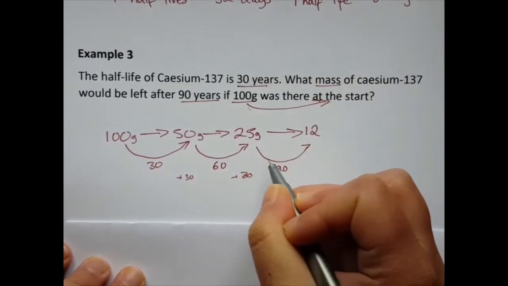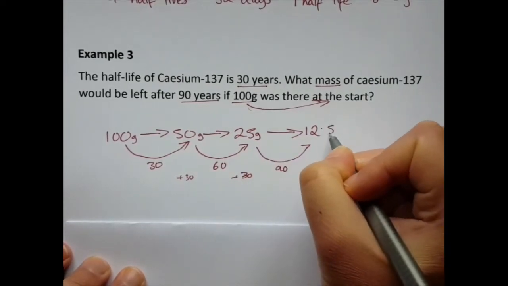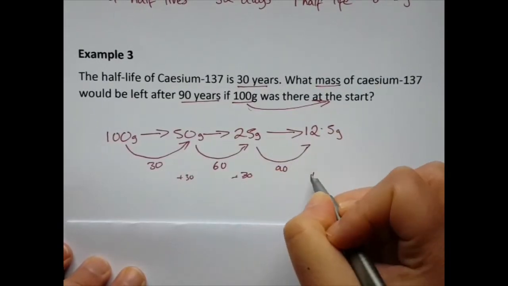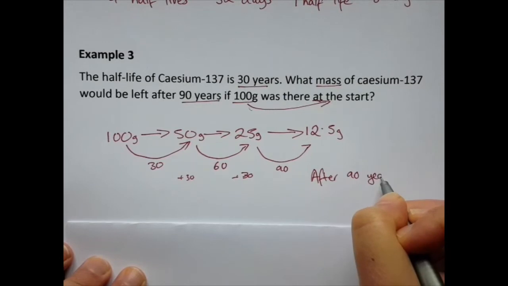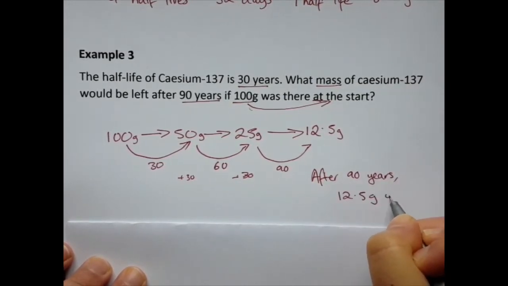Each period of 30 years halves the total mass. 25 divided by 2 gives us 12.5 grams. So after 90 years, 12.5 grams would be left.